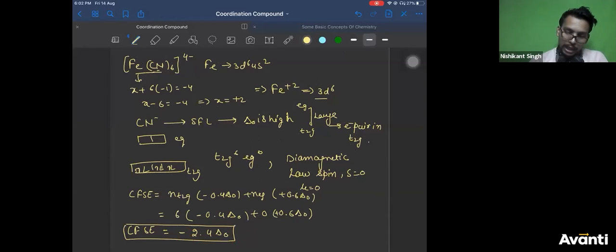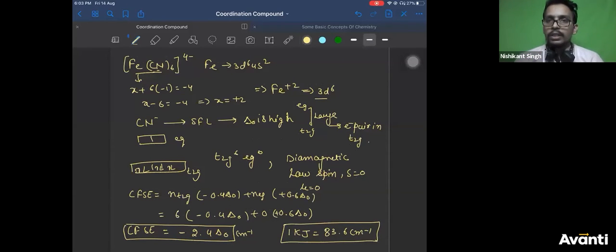Now, one important thing: this is in centimeter inverse. What is the conversion for centimeter inverse into joule? Remember this, sometimes they may give you options in joule. So 1 kilojoule is 83.6 centimeter inverse. If the options are given in kilojoule, you can use this conversion. You also know 1 delta O is 10 dq. So this can also be written as minus 24 dq. Both are correct. Either you write it in terms of delta O or in terms of dq.